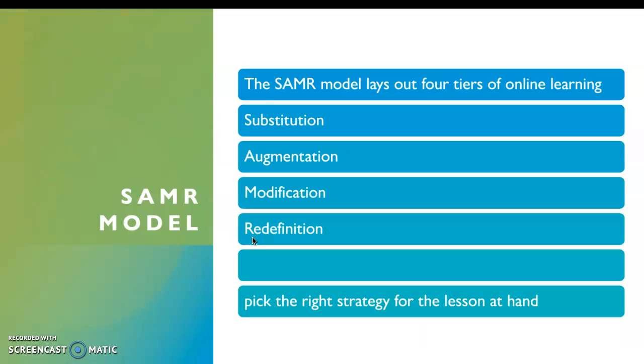Okay, so the first one is the SAMR model. It lays out 4 tiers of online learning: substitution, augmentation, modification, and redefinition. And so I need to be able to pick the right strategy for the lesson at hand. These are ways to use technology and integrate it into your classroom. The redefinition is not the end goal. You do want to be able to use the right type of technology for the lesson at hand.